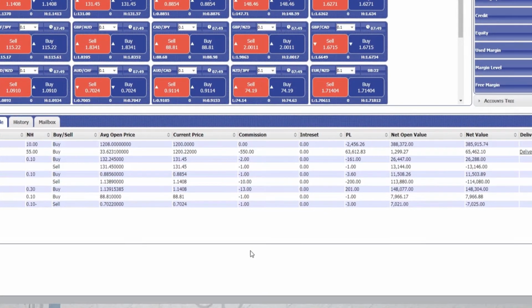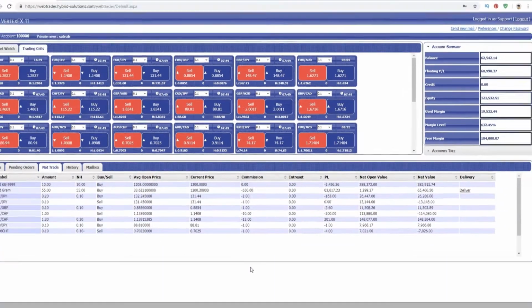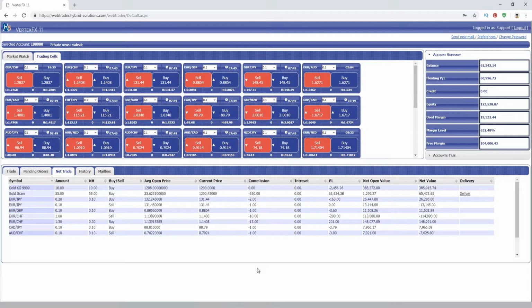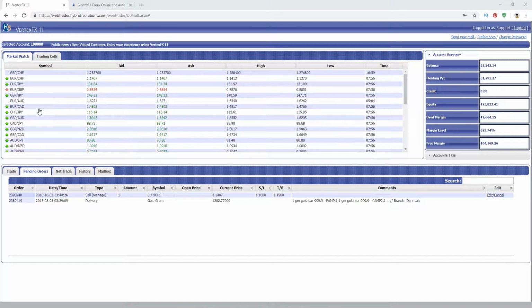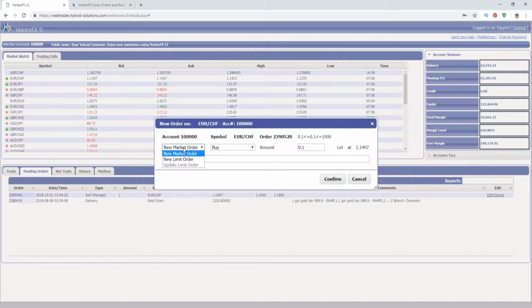The VertexFX 11 Webtrader has the majority of features in the client terminal and more, such as push notifications, as the application notifies you when receiving a new mail, when an entry order gets executed, and when your account gets liquidated.